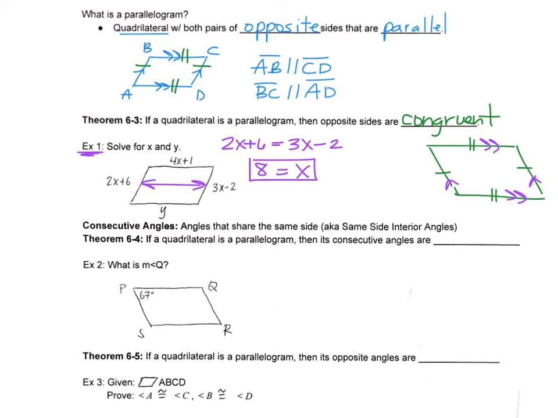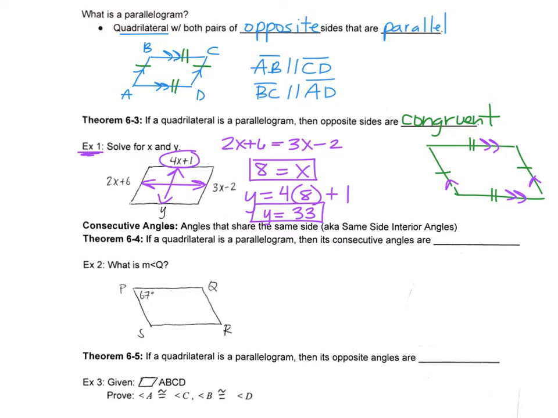And then you need to solve for y. And with solving for y, we're going to set these two equal to each other. So y equals, now we know what x is, so 4 times 8 plus 1. So I'm just plugging it in to that expression. So our y comes out to 32 plus 1, or 33. Okay. Questions on that? So opposite sides are congruent if it's a parallelogram.